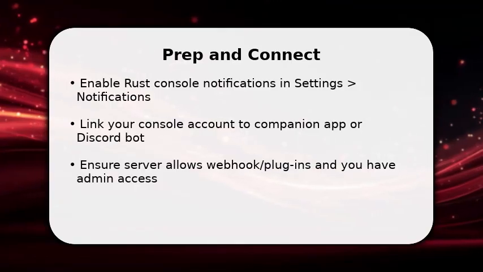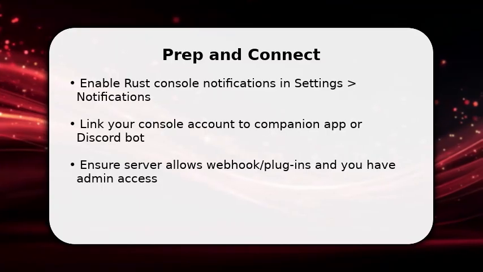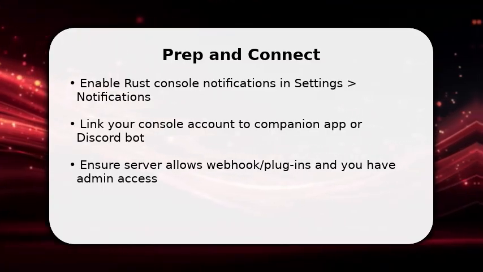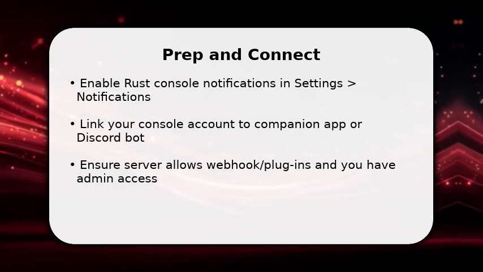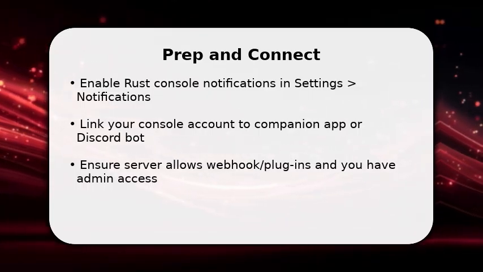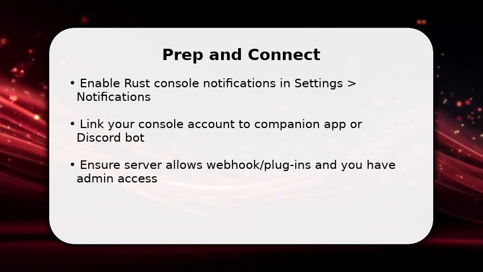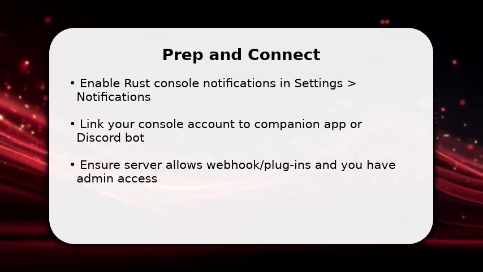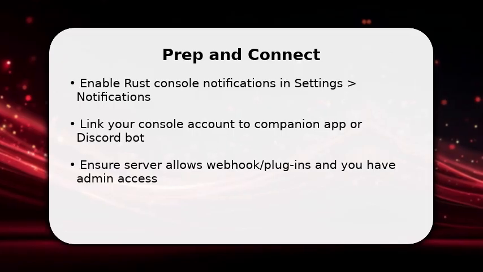You start by preparing both your console and the server. Open Rust and go to Settings, then Notifications. Turn on RAID alerts so the game will emit events you can capture. At the same time, link your console account to a companion app or set up a Discord bot that can receive webhooks from the server. This is how alerts reach you off console.